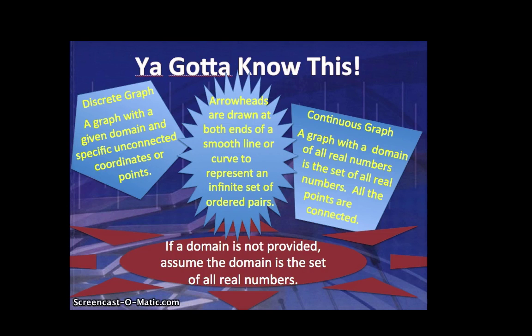If a domain is given, the x coordinates are specifically given. If a domain, the x coordinates, are not specifically given, make the assumption the graph is continuous and connect the points. Don't forget the arrowheads. They need to be drawn at both ends of a smooth line or curve to represent an infinite set of ordered pairs. Also, if a domain is not provided, assume the domain is a set of all real numbers.